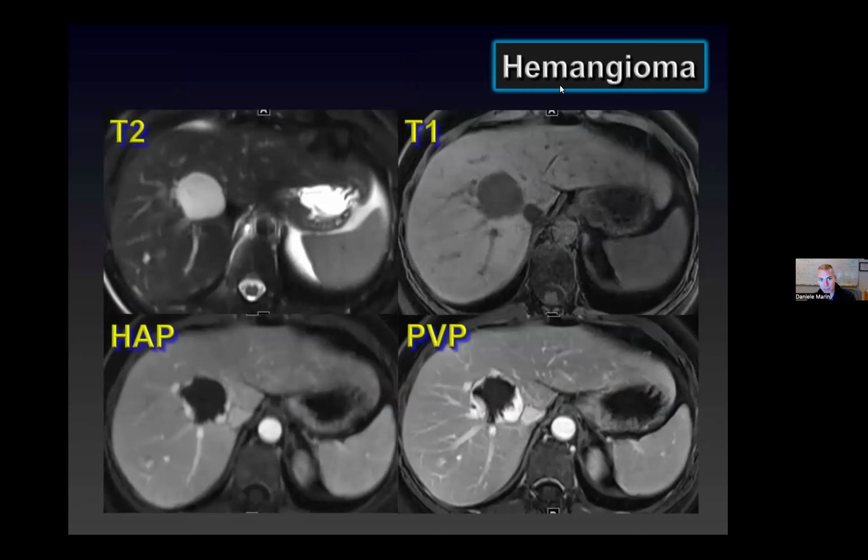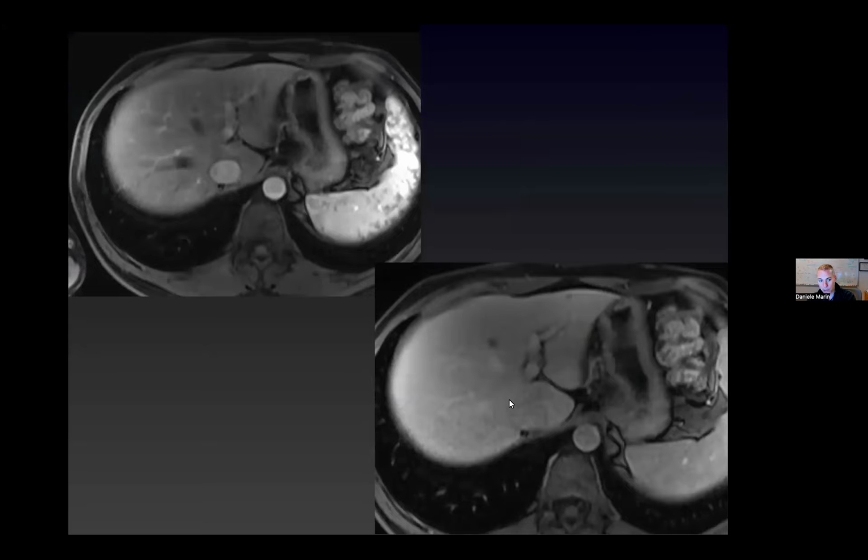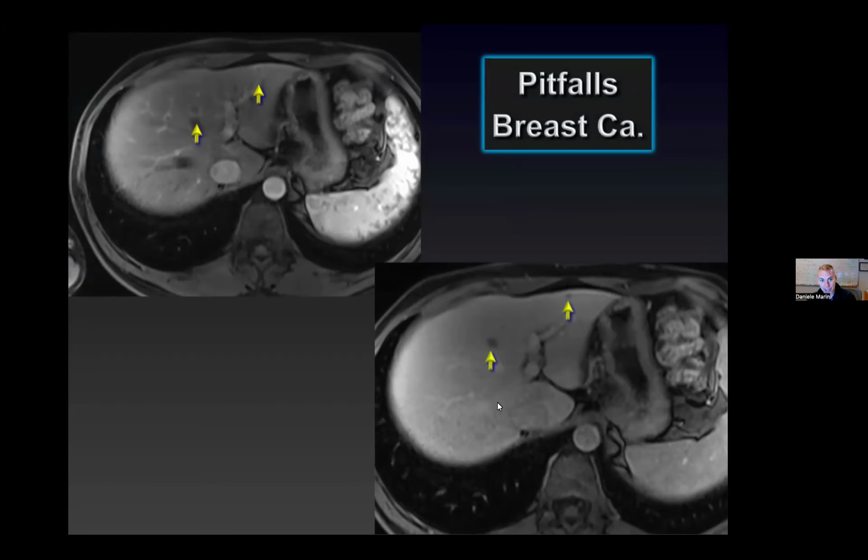You can see more examples of hemangiomas: very bright T2 signal intensity, peripheral, again, discontinuous nodular enhancement and progressive filling on the portal venous phase. I really want to emphasize the peripheral discontinuous enhancement because this is a very important finding to differentiate hemangiomas from hepatic metastasis. This is an example of a patient with metastatic breast cancer.